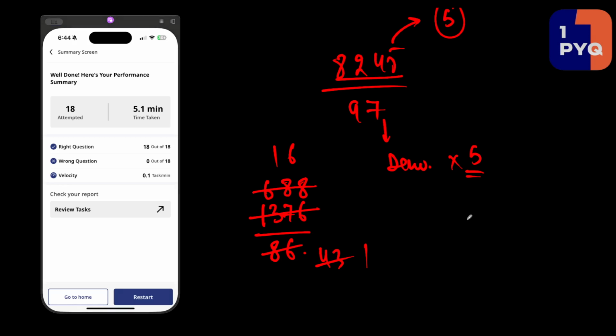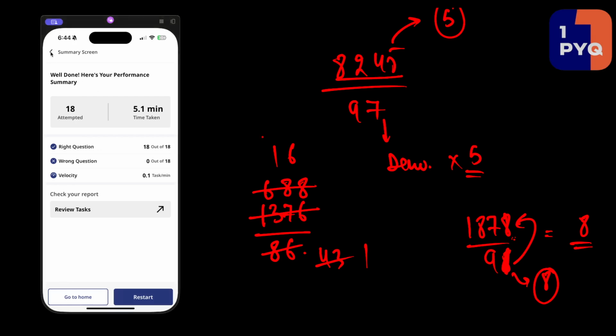Anything which is divided, I think the question was 1871 divided by 98 or something, or 1878 divided by 91. I could see with the unit digit that 8 would have to be multiplied here, then only I'll be able to create the same unit digit. So the answer to the last question was 8. Okay, let me go back.